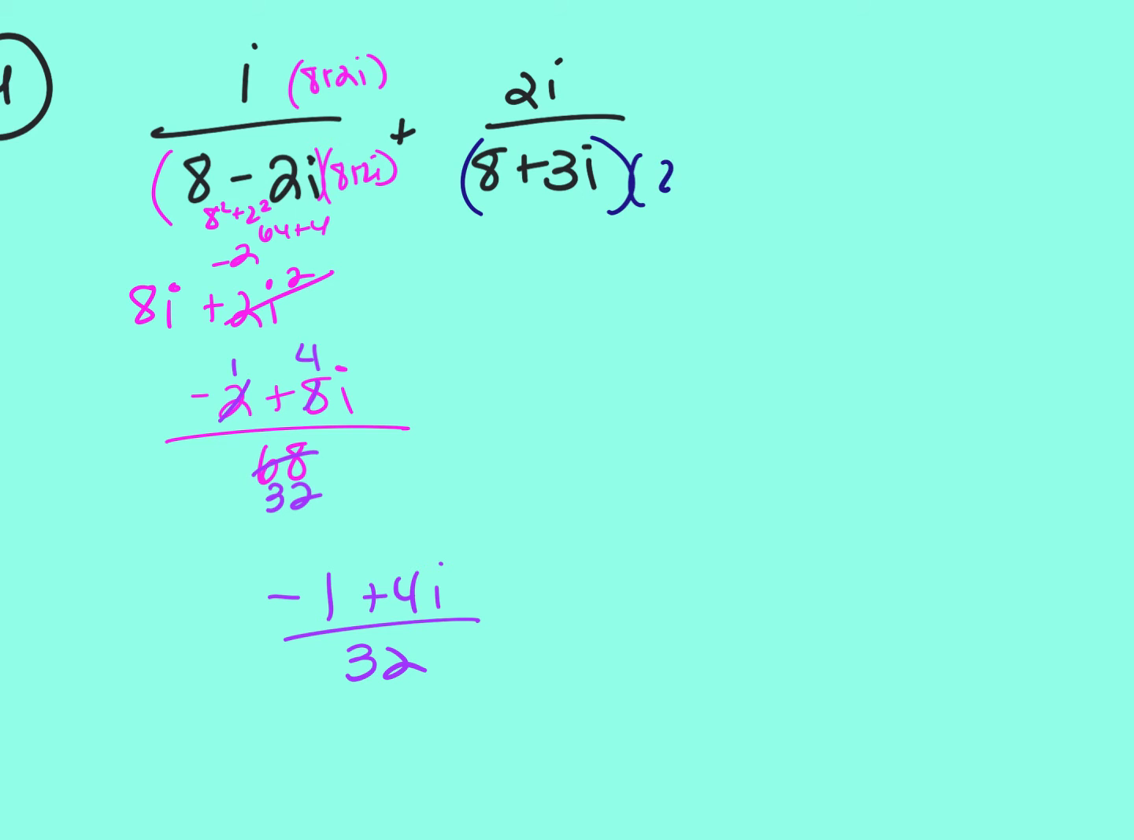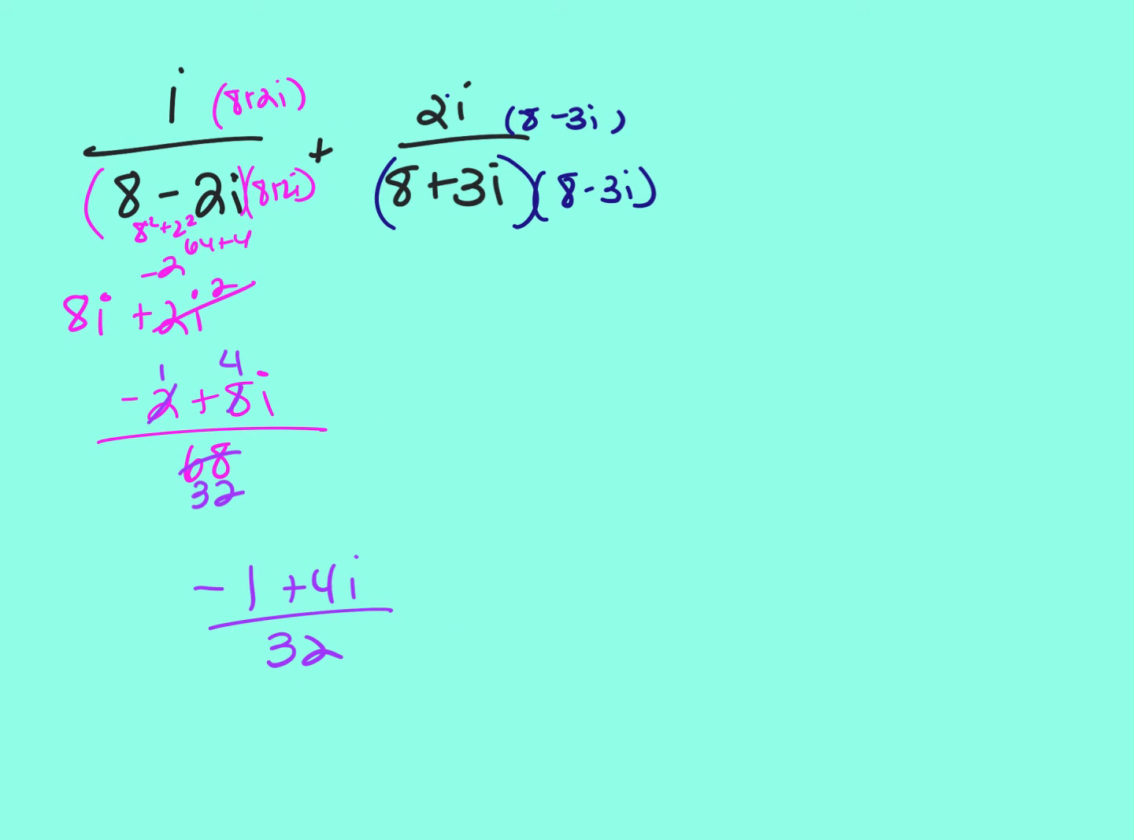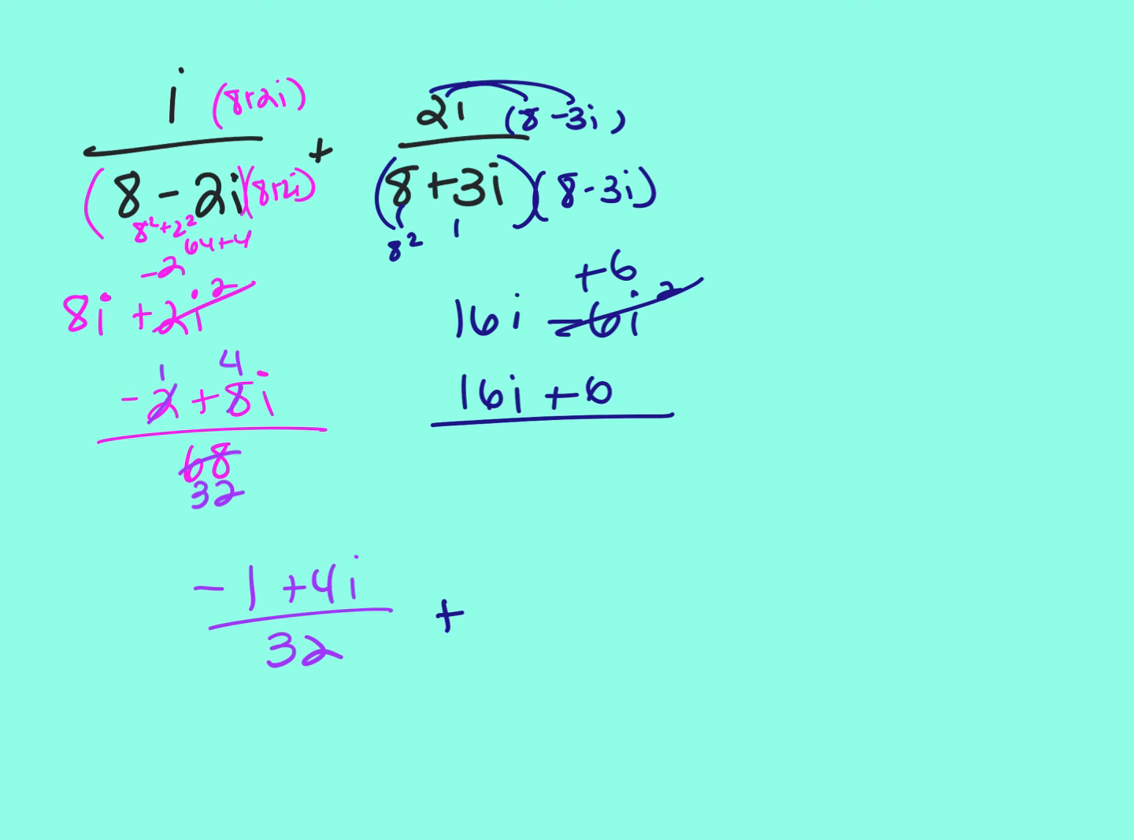Second one, I'd multiply by 8 minus 3i. So the numerator here, 16i, negative 6i squared becomes plus 6. Let me see if it reduces first. Over 8 squared plus 3 squared, 64 plus 9, which is 73. Okay, I'm not going to simplify, so I would keep it this way.